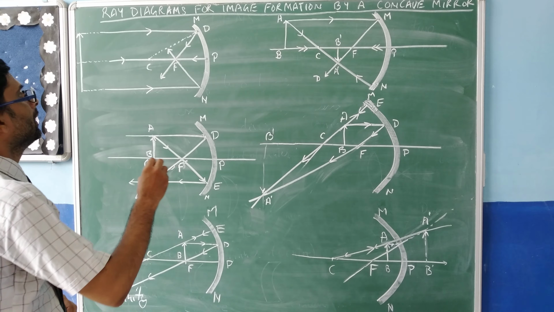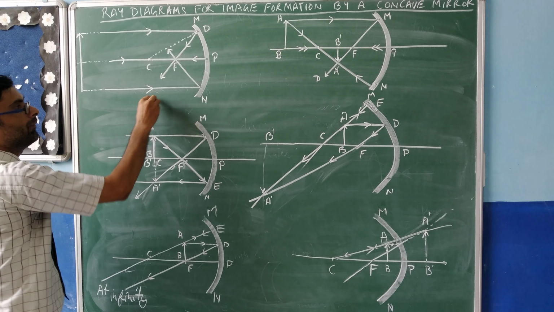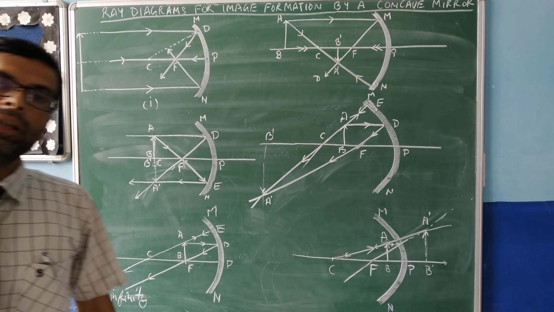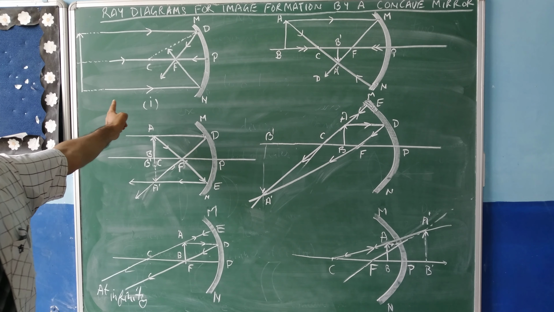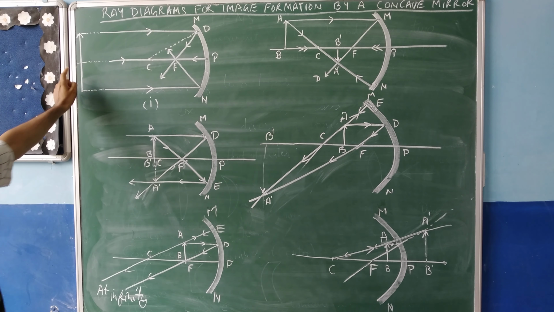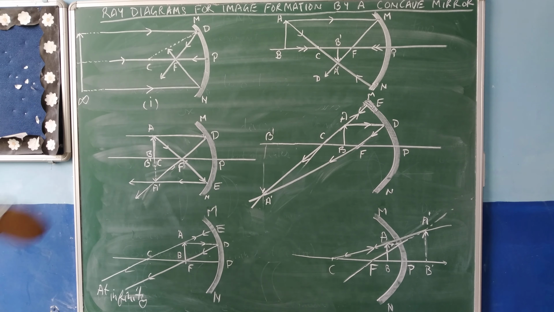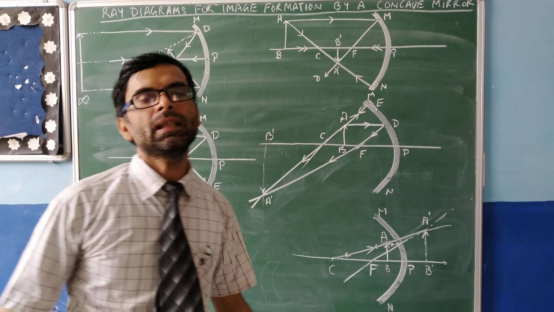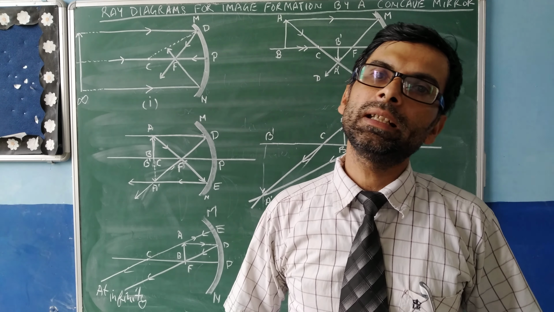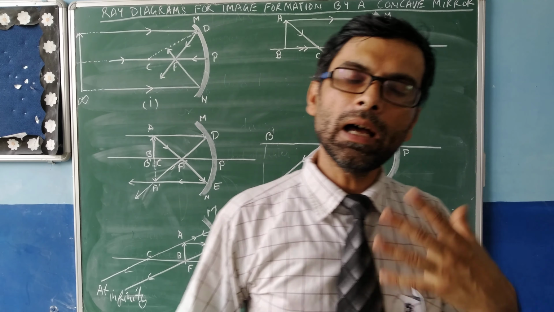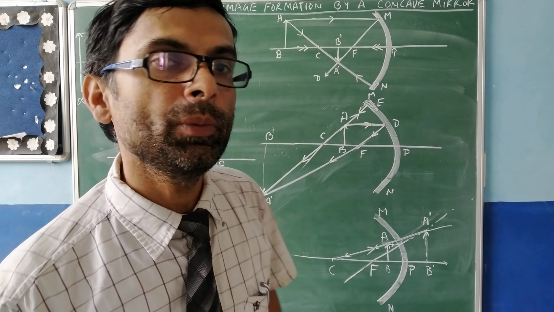As you know, this is the first case. We will study image formation in the first case, where our object is at infinity. This position is at infinity. As the distance is very large, the rays coming from a distant object can be assumed to be parallel rays. So parallel rays are coming from a distant object.